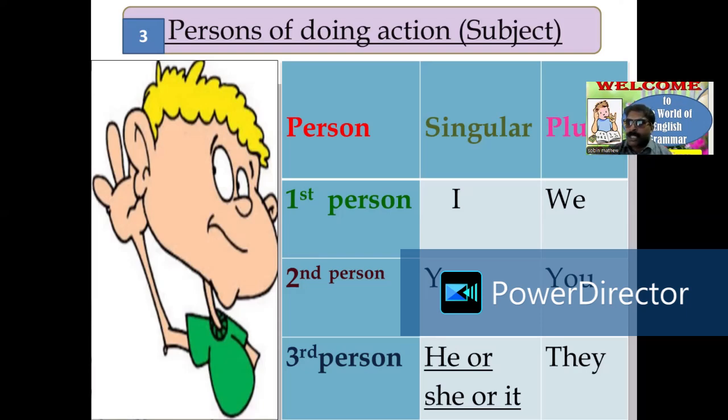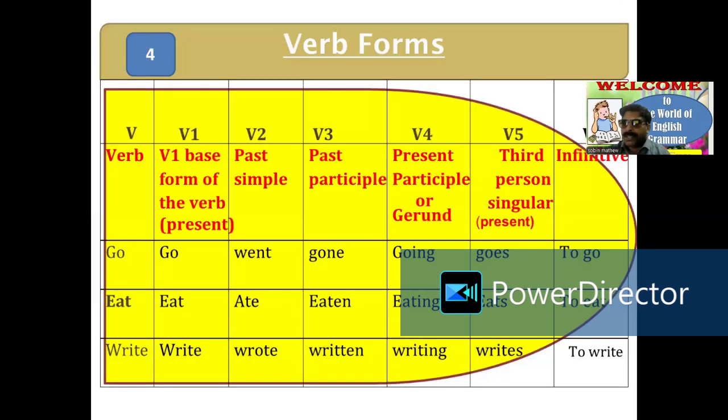Let's move to the next slide on verb forms. We are going to learn about different verb forms now. Let's start with some examples. Anagha, can you read the forms of the verb eat for us? Anagha reads the forms of the verb eat: eat, ate, eaten, eating, eats, and to eat.